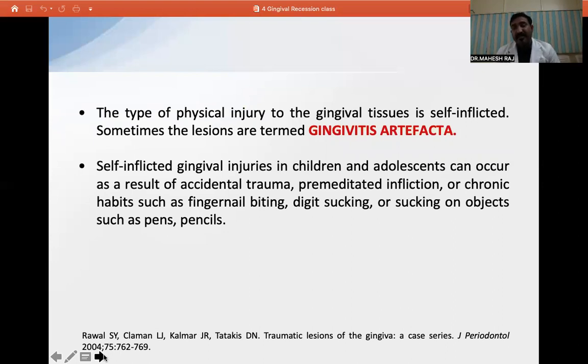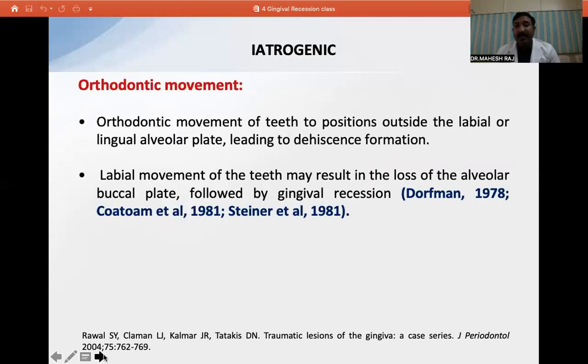Self-inflicted gingival injuries in children and in adolescents can occur as a result of accidental trauma, premeditated inflammation, premeditated infection, or chronic habits such as fingernail biting, digital sucking, or sucking on objects such as pens, pencils, etc. And the last one is iatrogenic, mainly caused by orthodontic movements. Orthodontic movement of teeth to a position outside the labial or lingual plate is completely due to deficient formations. The labial movement of the teeth results in loss of the alveolar buccal plate followed by gingival recession.